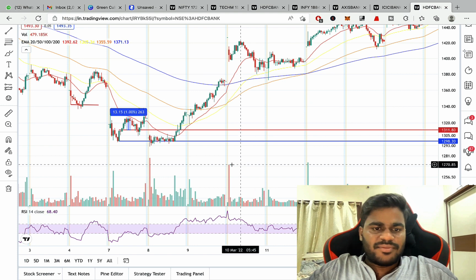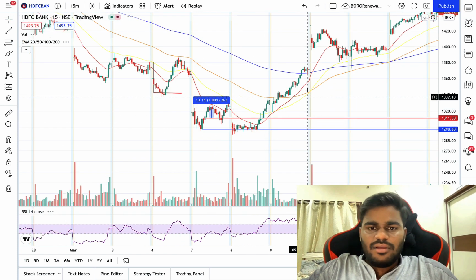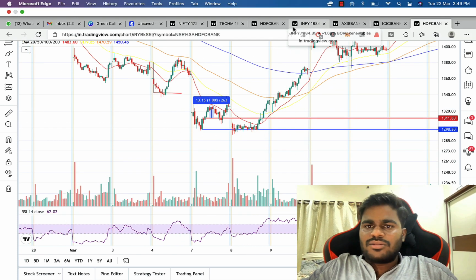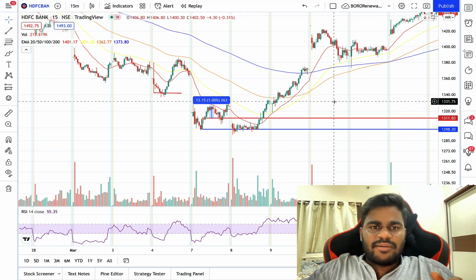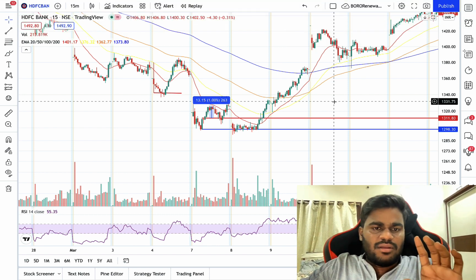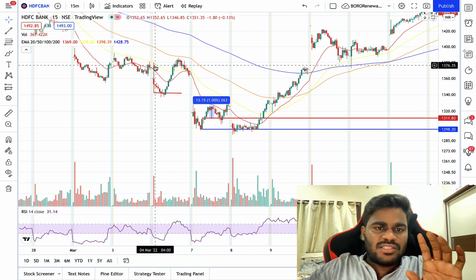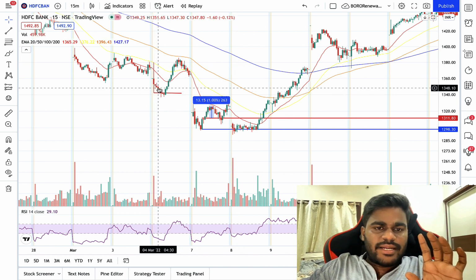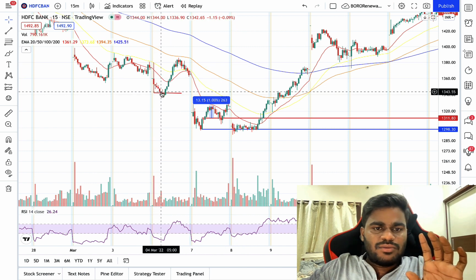Yes, HDFC Bank. HDFC, we already covered this one. So will it work 100%? Sometimes accuracy rate is around 80% is working for me. See, look at this one. Huge red candle formed an inside candle. 1, 2, 3, 4. Fourth candle started breaking the low.